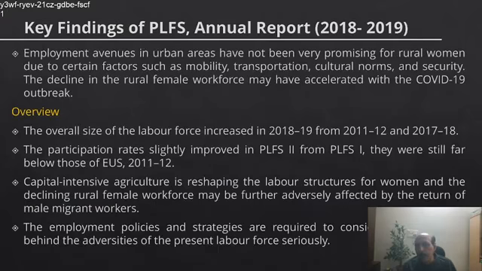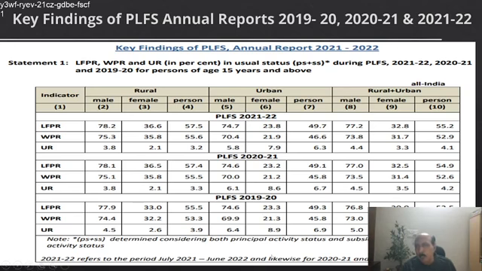And if we compare the other surveys which have come, that is 19-20, 20-21 and 21-22, there are another three PLFS surveys available with us. You see that the labor force participation rate has increased. In 19-20, it has increased to 53.5, and the work participation rate increased to around 51%. In 20-21, it increased to 54.9 and 52.6, because after the pandemic the situation has slightly improved. And again, it has slightly improved in 21-22.